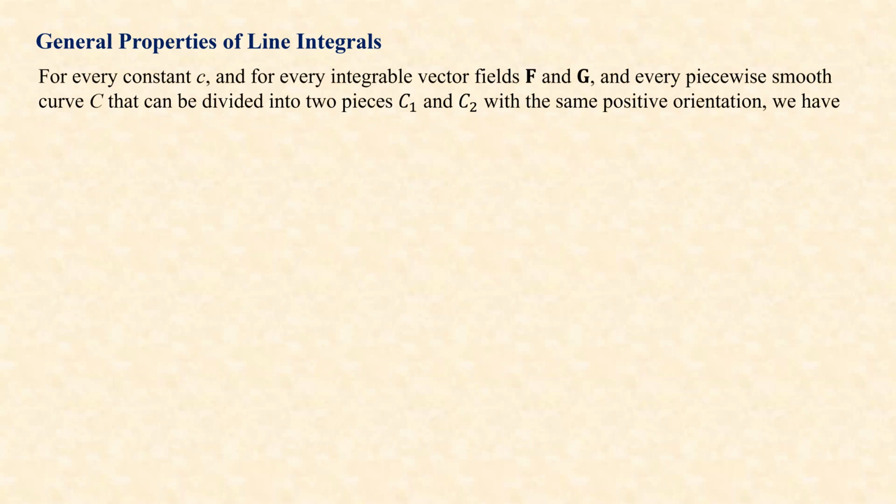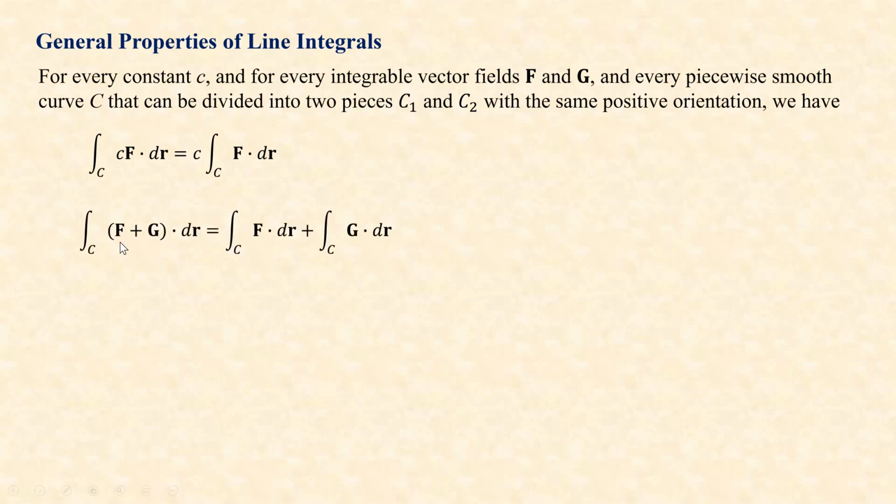General properties of line integrals are the same as general properties of integrals that you had, because of the way they are defined. For every constant c and for every integrable vector fields f and g, and every piecewise smooth curve C that can be divided into two pieces, C1 and C2, with the same positive orientation, we have these properties. If you have the integral of cf dot dr, where c is a constant, that constant comes out, like what you have in the ordinary integrals.